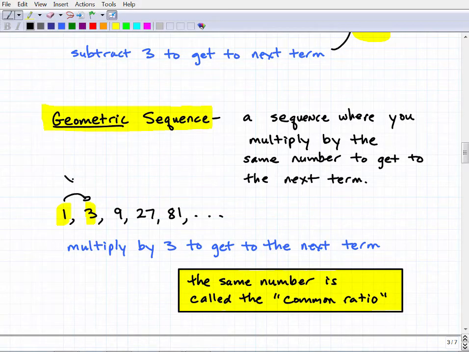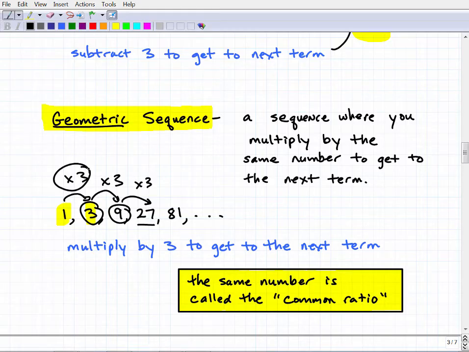You can see here from 1 to 3, I multiplied by 3, but we have to check. To go from 3 to 9, if I multiply by 3, does it work? Yes, it does. How about 9 to 27? If I take 9 and multiply by 3, do I get 27? Yes. So instead of adding or subtracting, we're multiplying. That's a geometric sequence, and that same number is called the common ratio.